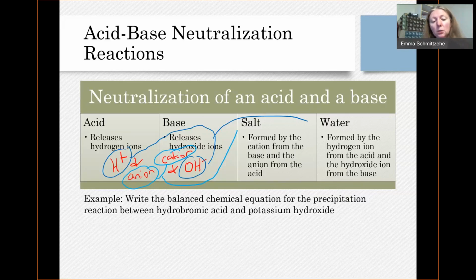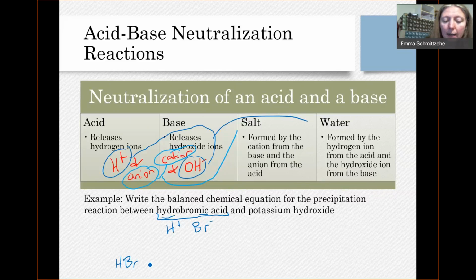So let's look at an example here. This says to write the balanced chemical equation for the precipitation reaction between hydrobromic acid, which is hydro-and-ic acid, that comes from the monatomic anion. Okay, so Br minus, and that must be combined with H plus to get the acid. So the acid is actually HBr.